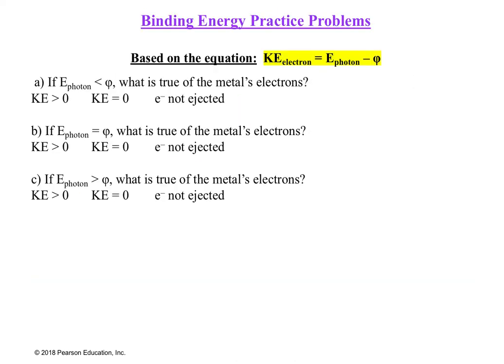So based on that equation, if we have a photon energy that is less than the binding energy, what's true? If it's equal to the binding energy, what is true? And if it's greater. So this is very similar to what we just did. If it is less than the binding energy, we will not be able to eject any electrons. If it is equal to that, then the kinetic energy of the electrons will be 0. And if the photon energy is higher, then the kinetic energy will be greater.